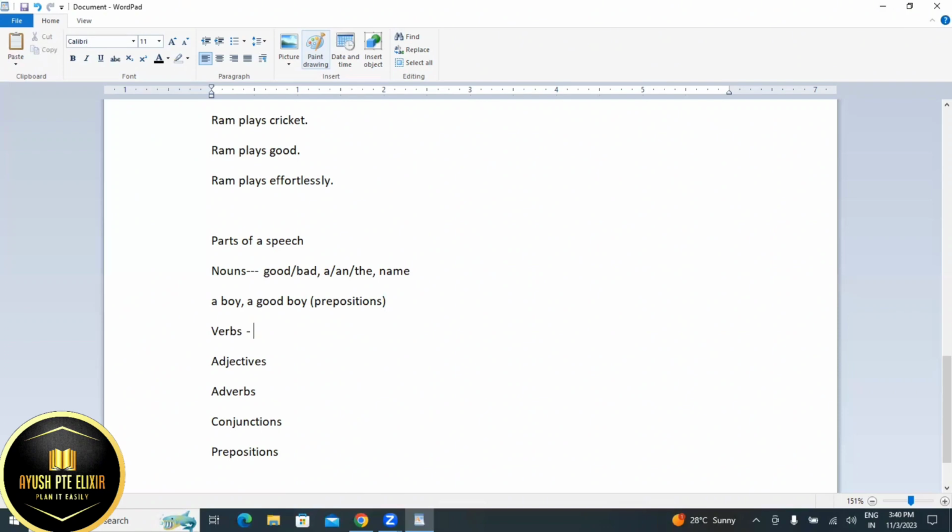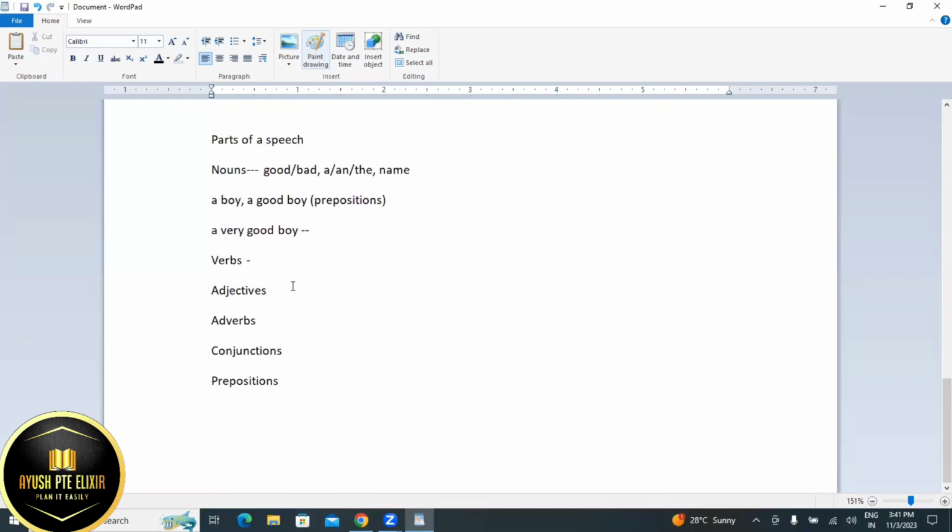Again, for verbs, I'm sorry, the next trick: for a noun, it could be a very good boy as well, in which "a" is an article, boy is a noun, good is its adjective, and very will be its adverb. I'll let you know later on. And verbs I've already told you, there are five forms.